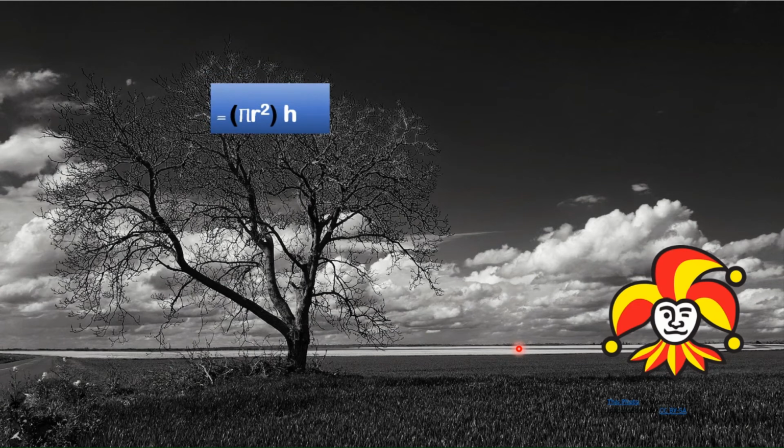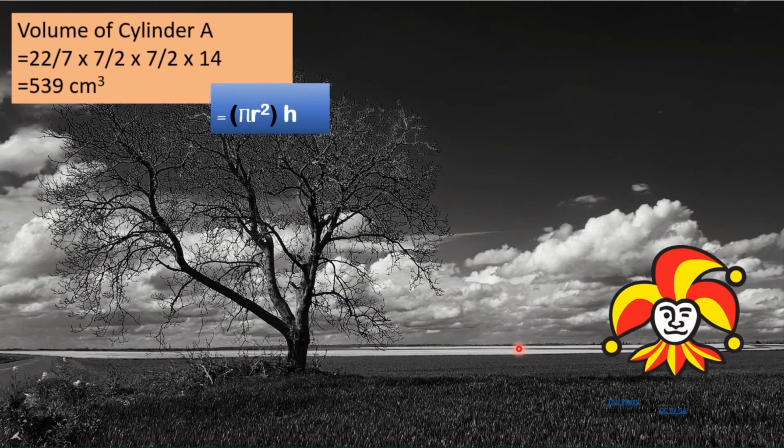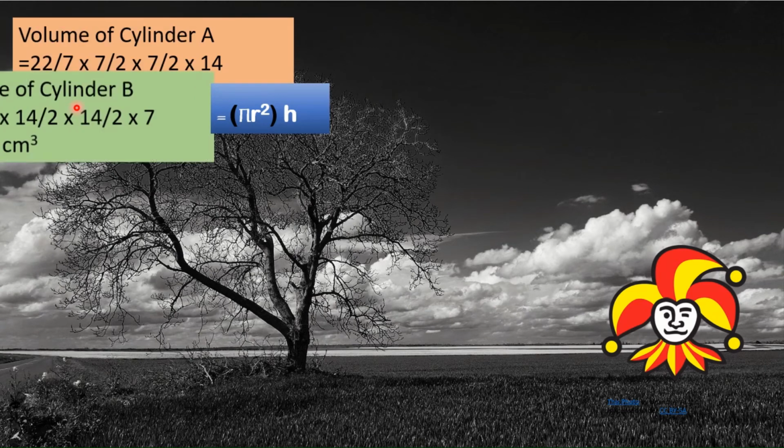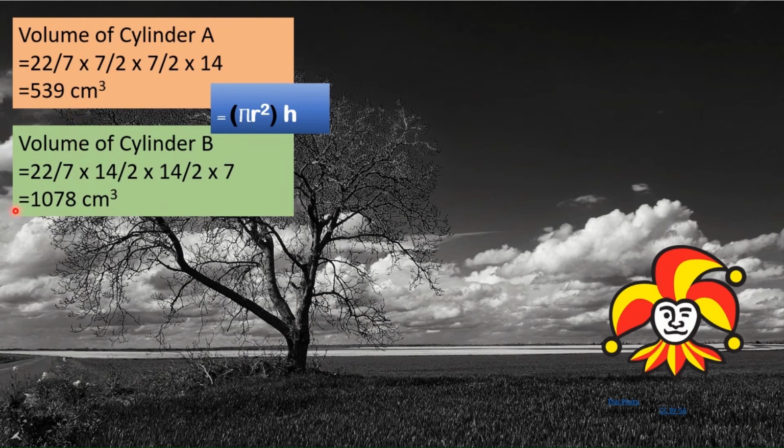This is pi r square h. First, we'll find the volume of cylinder A. It is the value of pi. R is, because diameter is 7, so the radius is 7 by 2 multiplied by 7 by 2, and 14 is the height. Volume is 539 centimeter cube. Let's find the volume of cylinder B. It is 1078 centimeter cube. Here, radius is 14 by 2 and the height is 7.